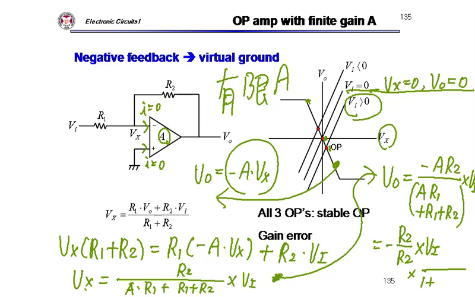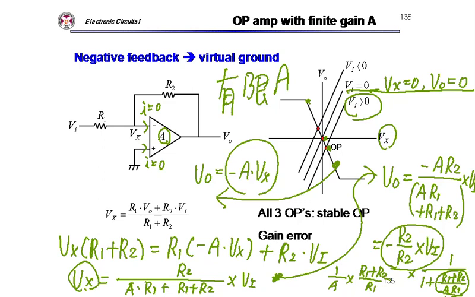Times 1 plus R1 plus R2 over A R1, right? So I have this much gain error. In the ideal equation, I have this equation, and I have some gain error, 1 over A. So my Vx is non-zero. Virtual ground doesn't work. My VO has some gain error, this term. This is my gain error term, right?